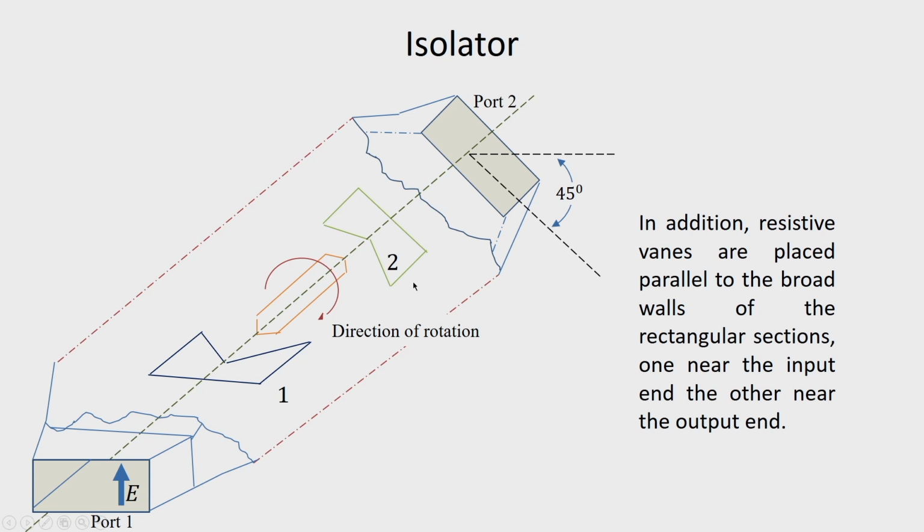These are placed parallel to the broad walls of the rectangular section. So, this one is parallel to this broad wall, and vane 2 is parallel to the broad wall of port 2, one near the input end and another near the output end.